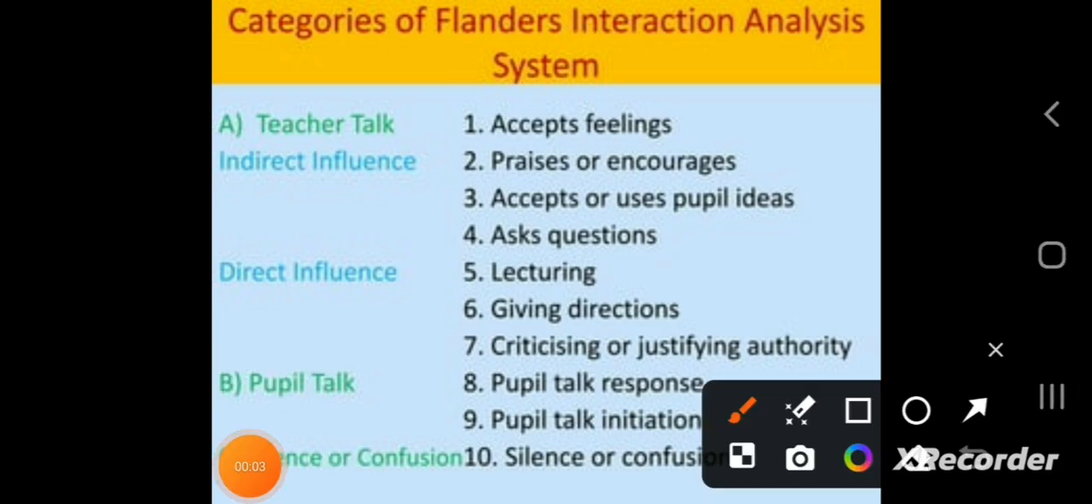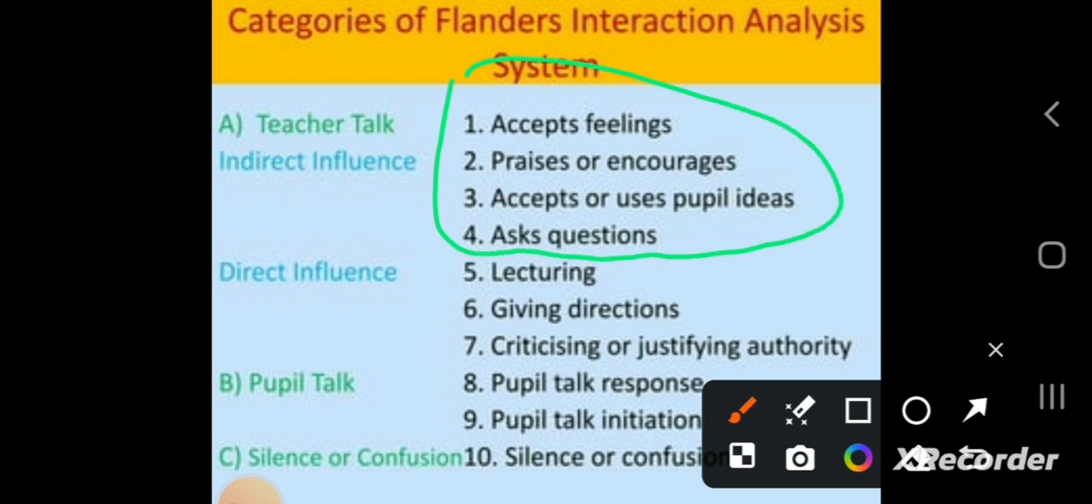In Flanders interaction analysis, teacher talk includes indirect influence, 1, 2, 3, 4, and direct influence, 5, 6, 7.